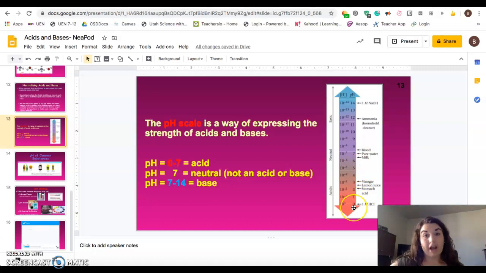So 0, very strong acid. pH of 2, still very strong, but not as strong as 0. Lemon juice is actually between 2 and 3. So it's still pretty strong. Vinegar is a 3, we keep going up. Weaker acid. Milk, that is a 6.5. And then it gets neutral. Blood is slightly basic. Then we keep going up and up, more and more basic, okay? So 7's neutral. Going up from 7, becoming more basic. Going down from 7, becoming more acidic.